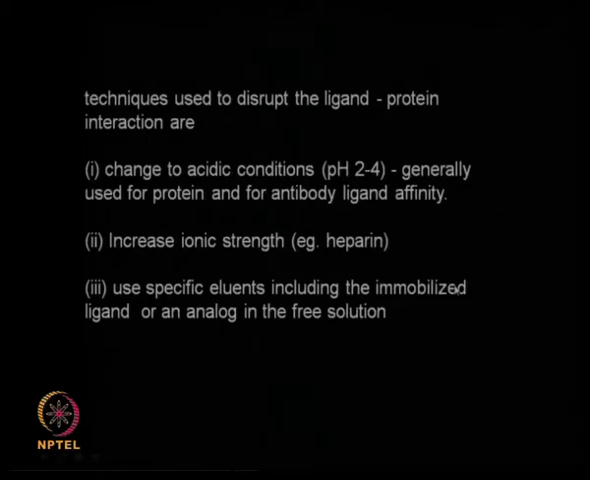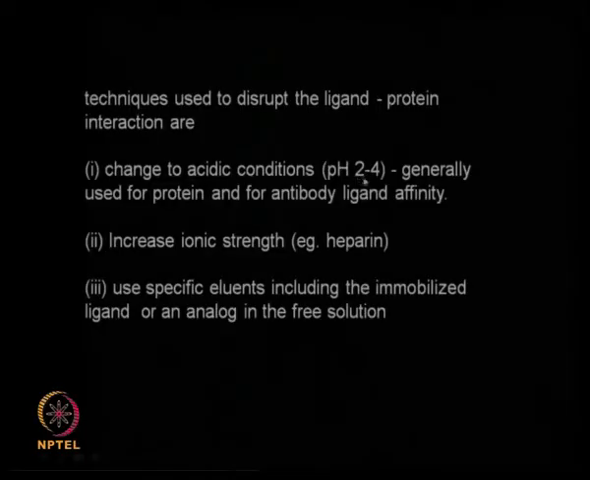So once you have captured these proteins or viruses, now how do you disrupt this ligand protein interaction, because you need to reactivate the column. How do you do that? We can change to acidic conditions, like we can bring down the pH to 2 to 4. So generally this type of approach is used if you want to separate protein and antibody ligand affinity. We can increase the ionic strength, okay. For example, in the case of heparin, by increasing the ionic strength, heparin which is bound can be liberated.